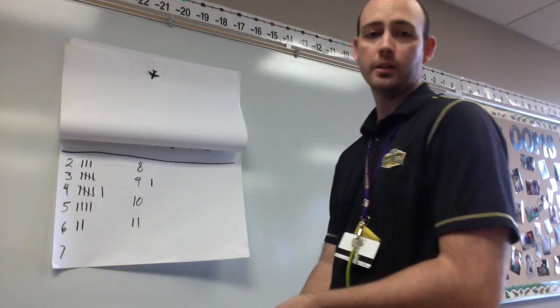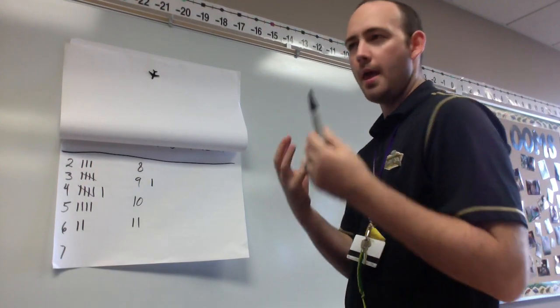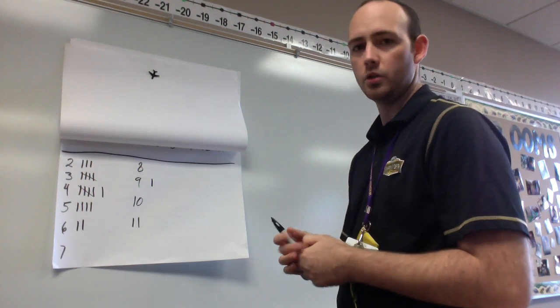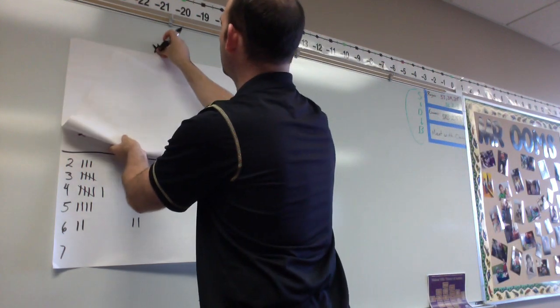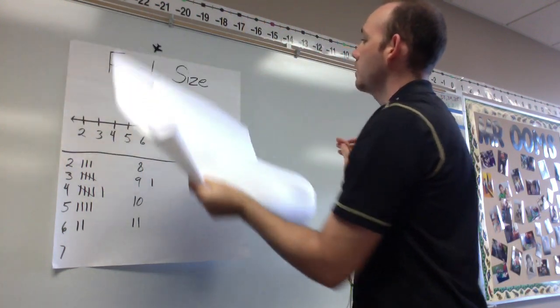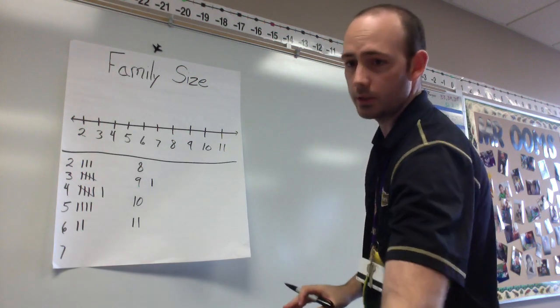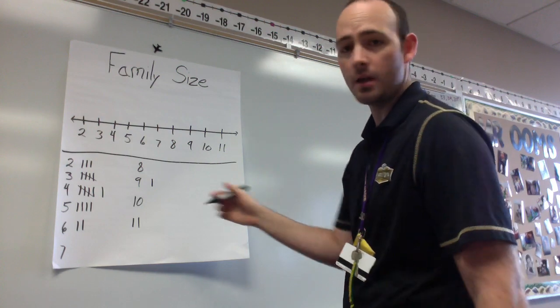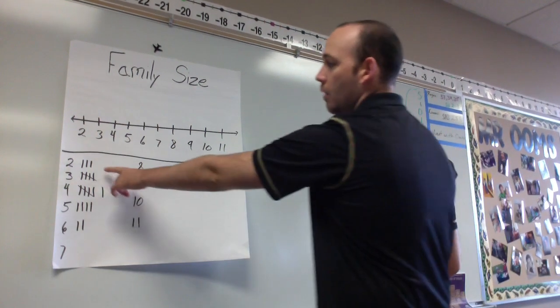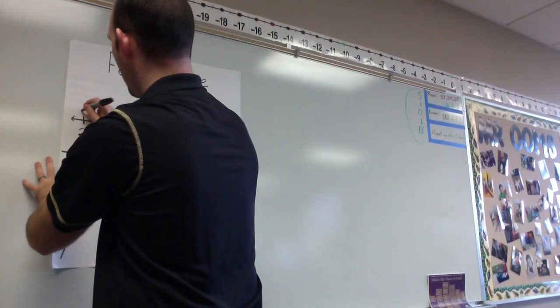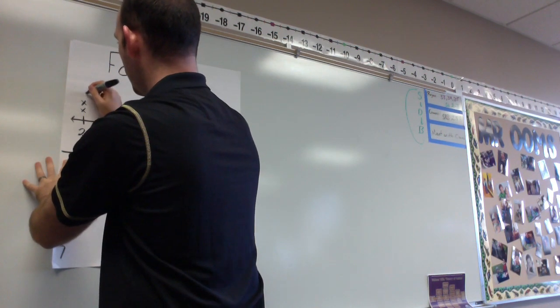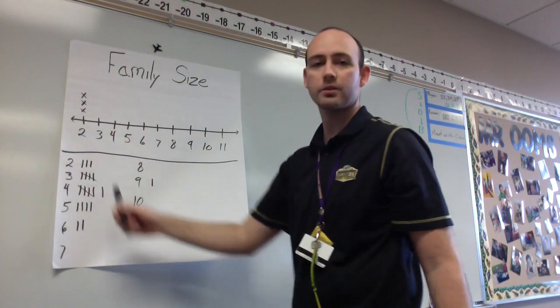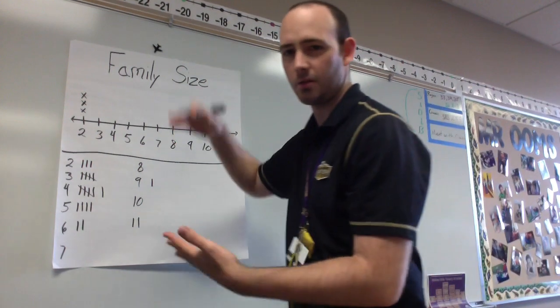Now we're going to transfer that data into something that's a little more visually appealing to talk about the data. So we're going to talk about a line plot, which will look something like this. So basically what you're going to do is put an X above the line for every tally that you have. So we had 3 tallies by 2. So we go 1, 2, 3.